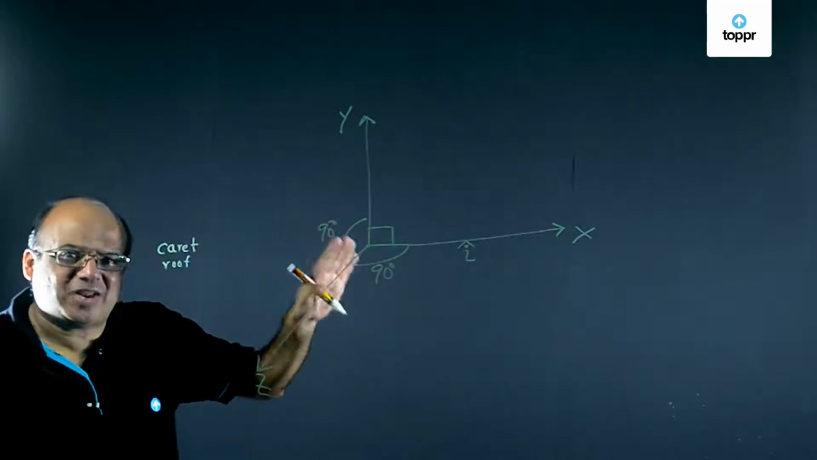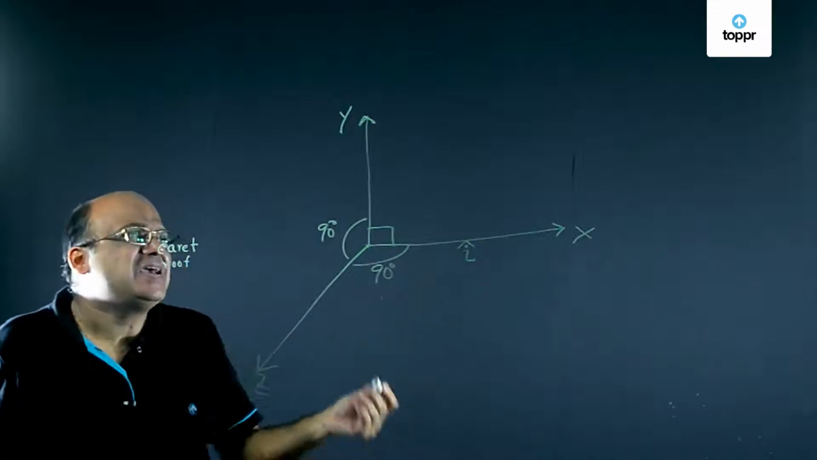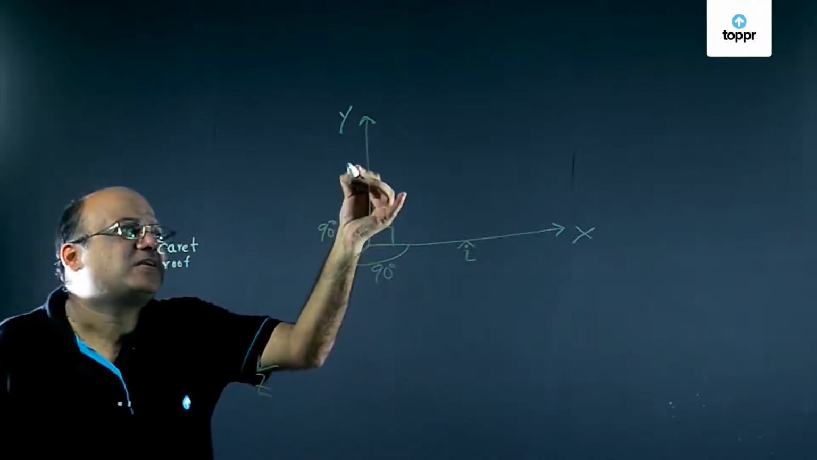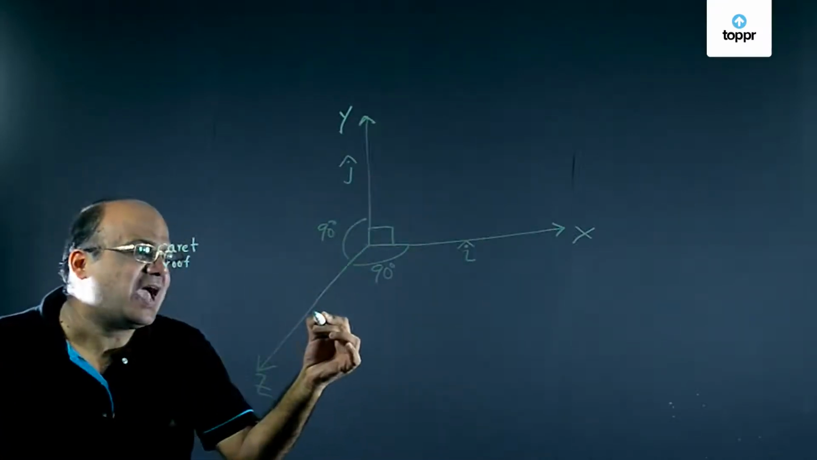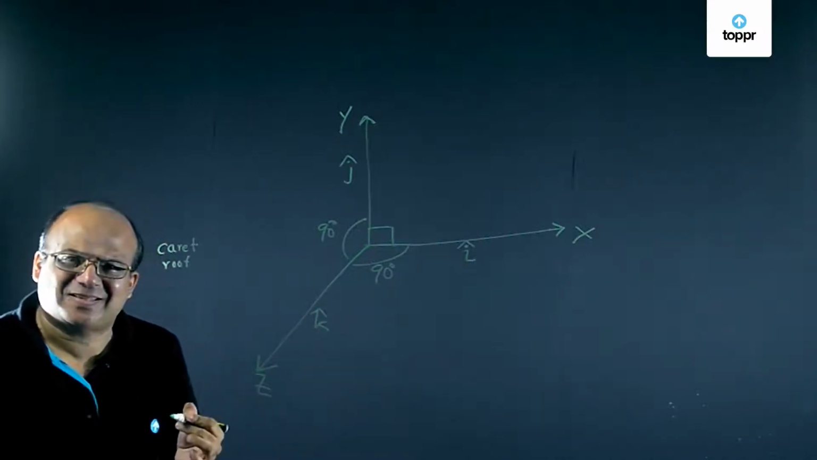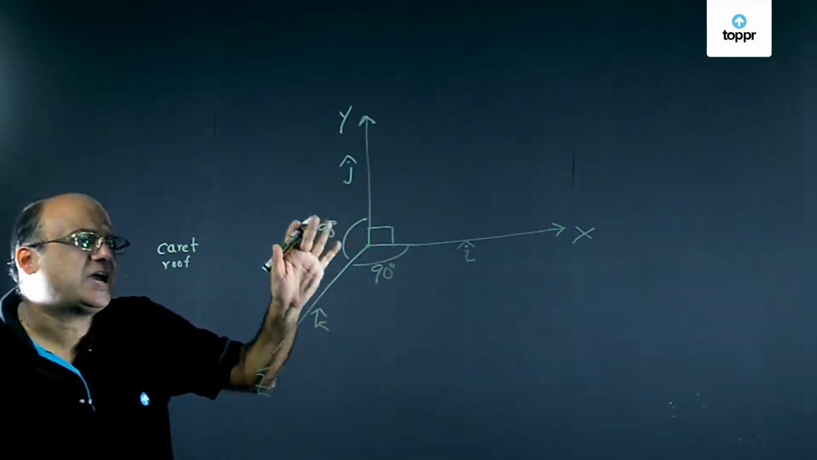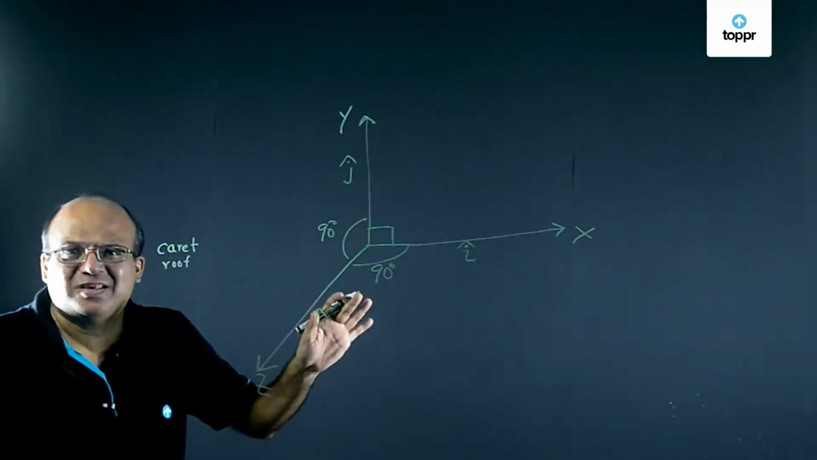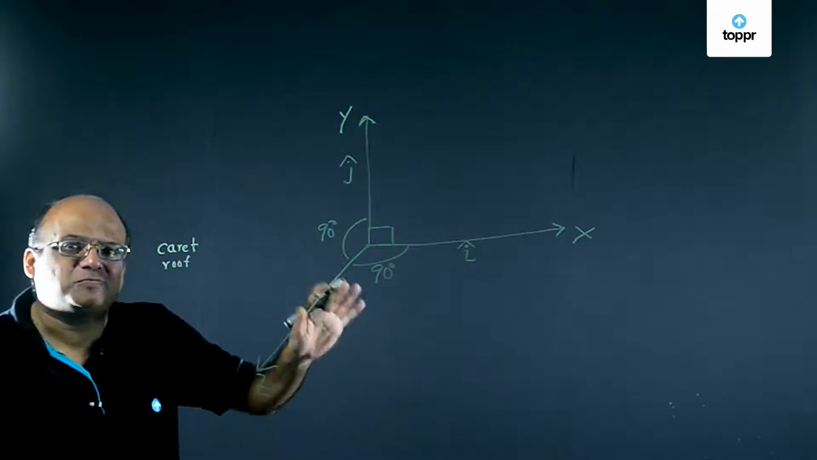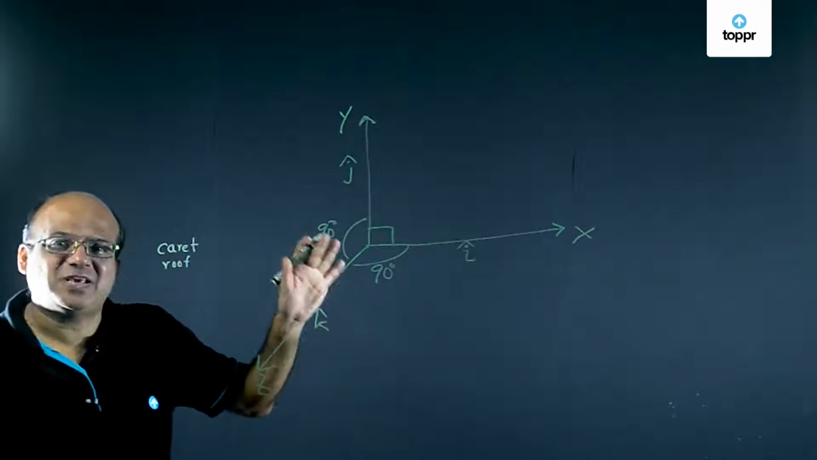Whatever way you call it, you always write it like this, i cap. j cap is the unit vector along y axis and k cap is the unit vector along z axis. These are standards. Some people use x cap, y cap and z cap for these unit vectors, but most people use i cap, j cap and k cap for these unit vectors.